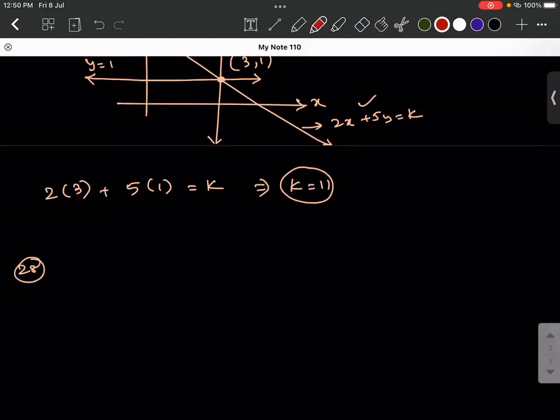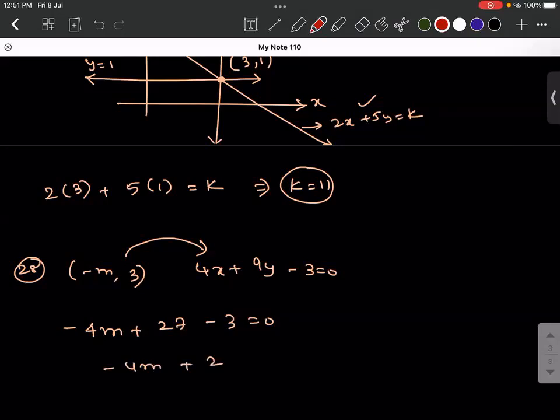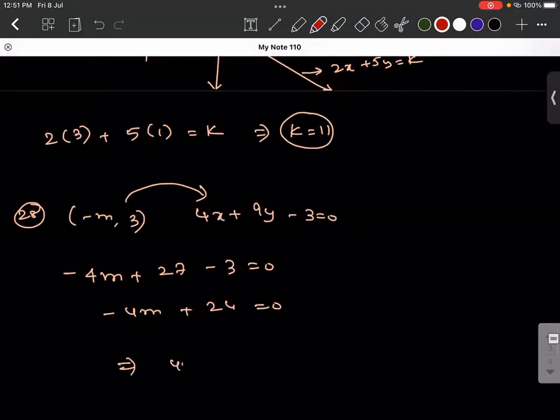28. Find the value of m for which minus m comma 3 is a solution of 4x plus 9y minus 3 is 0. So minus m comma 3, they're asking you the value of m, not minus m. So the given equation is 4x plus 9y minus 3 is 0. Take this and substitute it here. Minus 4m plus 27 minus 3 is 0. So minus 4m plus 24 is 0. So what is 4m equal to? 24, which implies m is equal to 6.